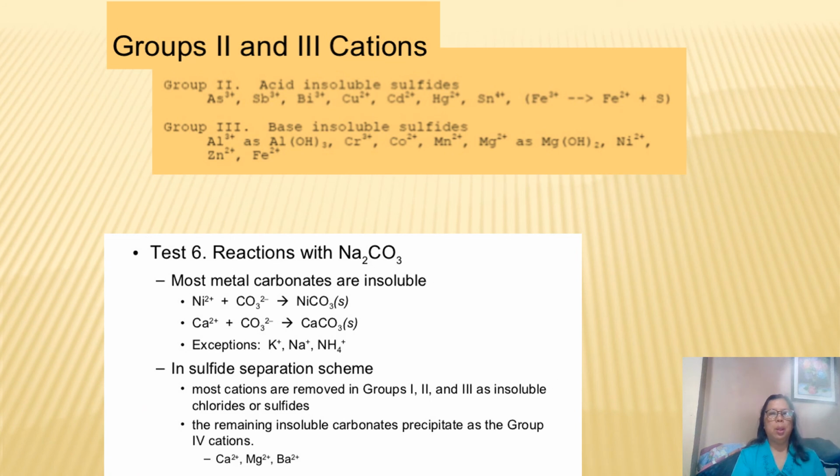Now here is group 2. There are some that are similar with one another. There are even some elements that differ in test, like for example aluminum. The first ones tested here for illustration are nickel and calcium, and according to this, most metal carbonates are insoluble, except for potassium, sodium, and ammonia.